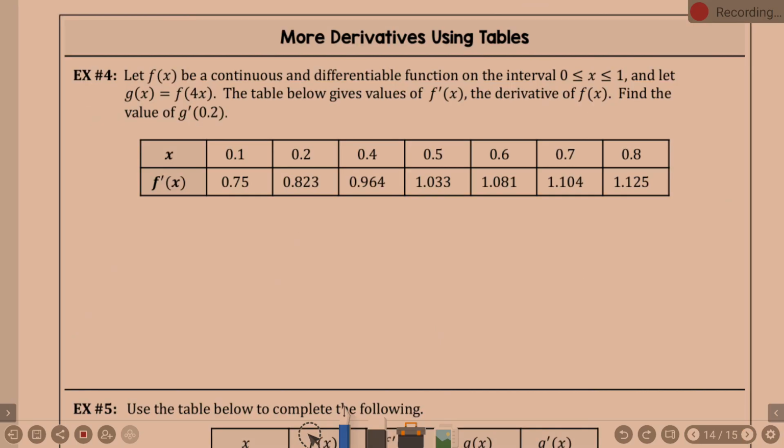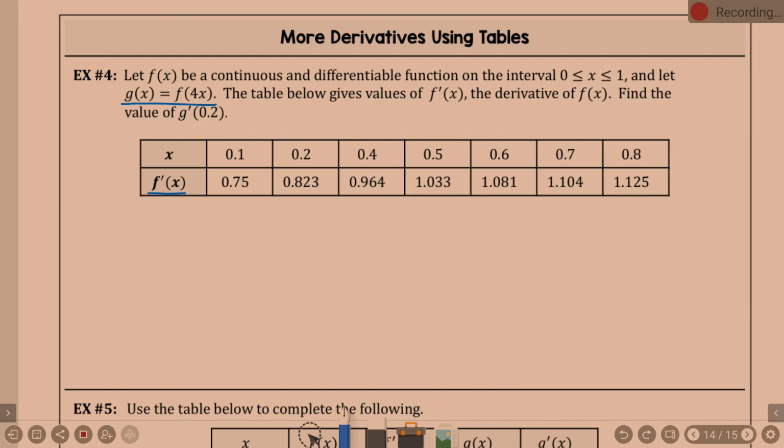Number 4. Let f be a continuous and differentiable function. They have to tell us continuous and differentiable, otherwise we can't necessarily do what they ask. We can't take the derivative if we don't know that this is a continuous and differentiable function. On the interval 0 to 1, just means all my x values are between 0 and 1, let g of x equal f of 4x. The table below gives the values of f prime of x, the derivative of f of x. Find the value of g prime of 0.2.